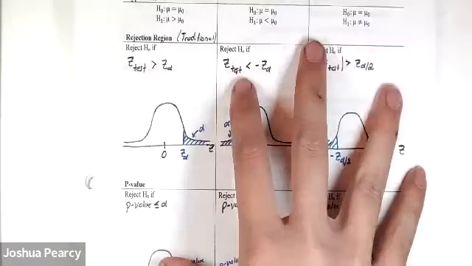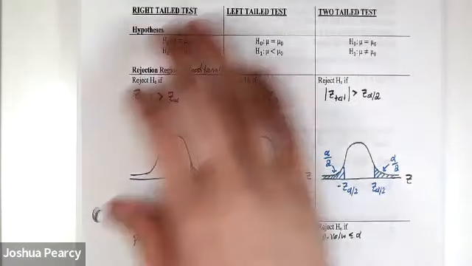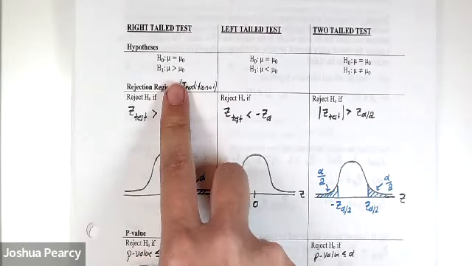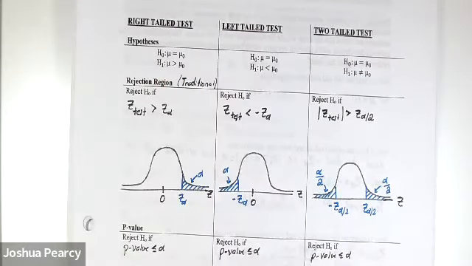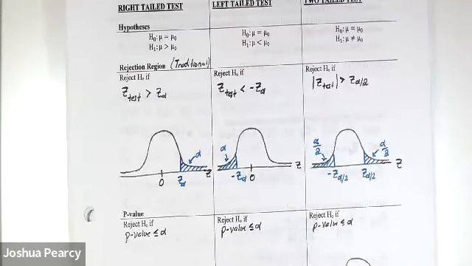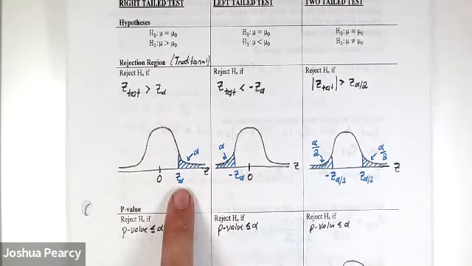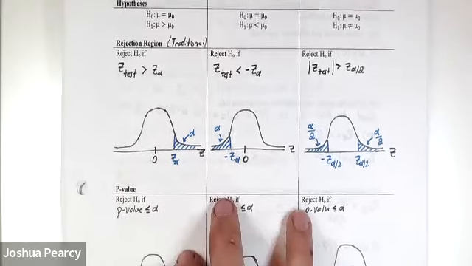Then using these 3 different types of tests and the corresponding rejection regions, we have for a right-tailed test, where is it? This one right here. You reject the null hypothesis if you get a critical value that falls within this upper region here. So anything that is greater than z alpha, that's represented here. So any z-score greater than this one right here will give you a rejection.